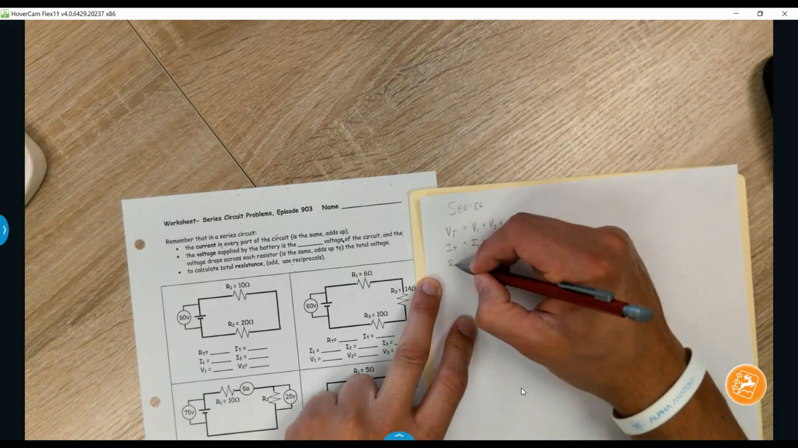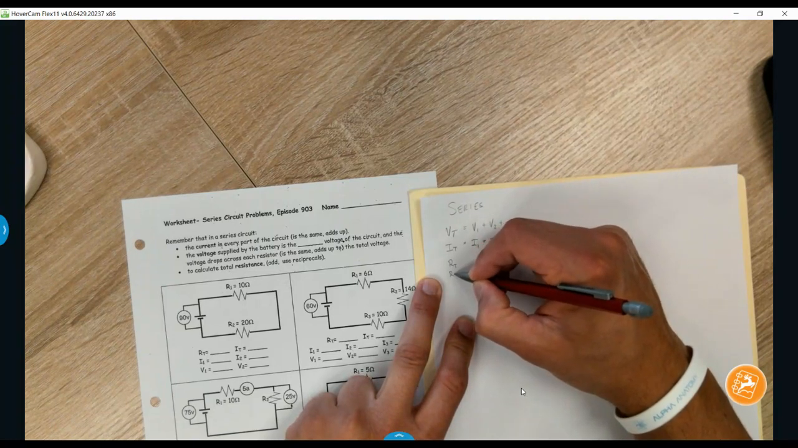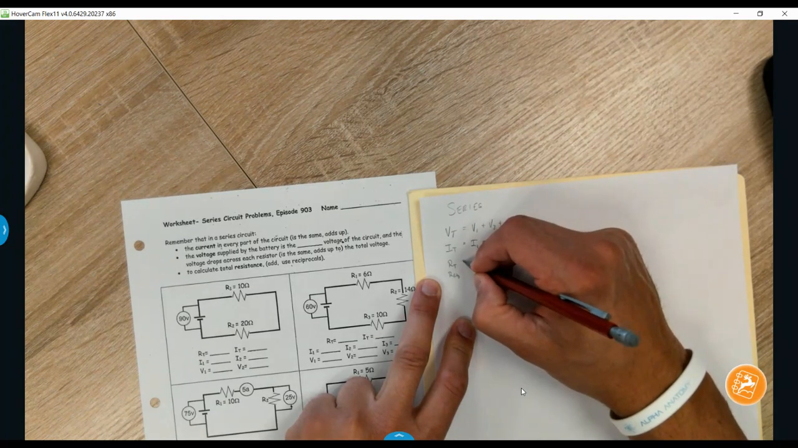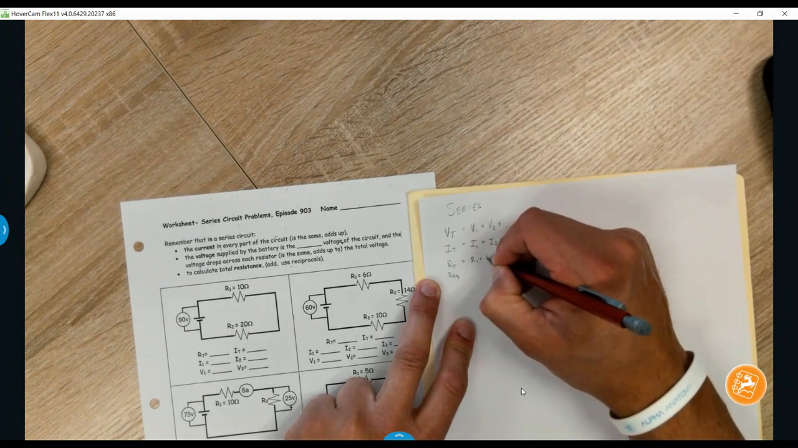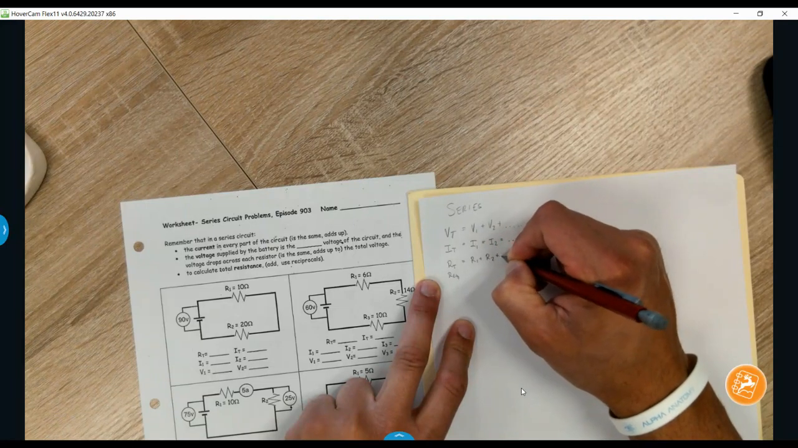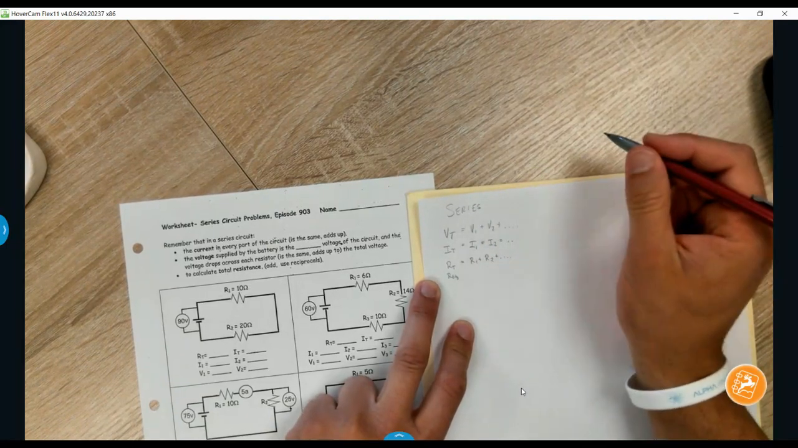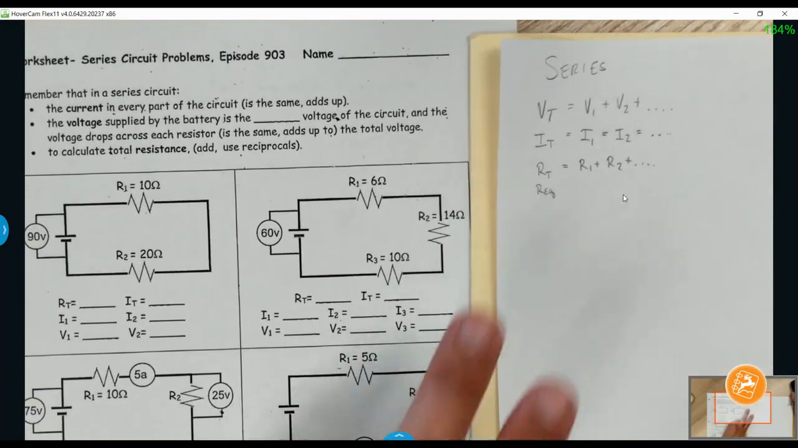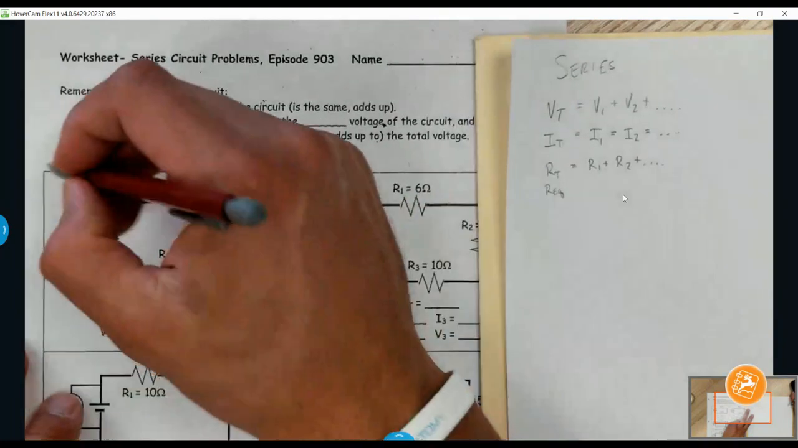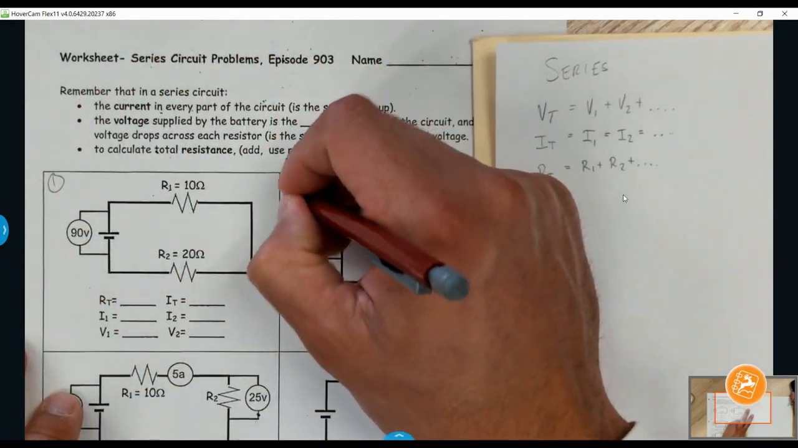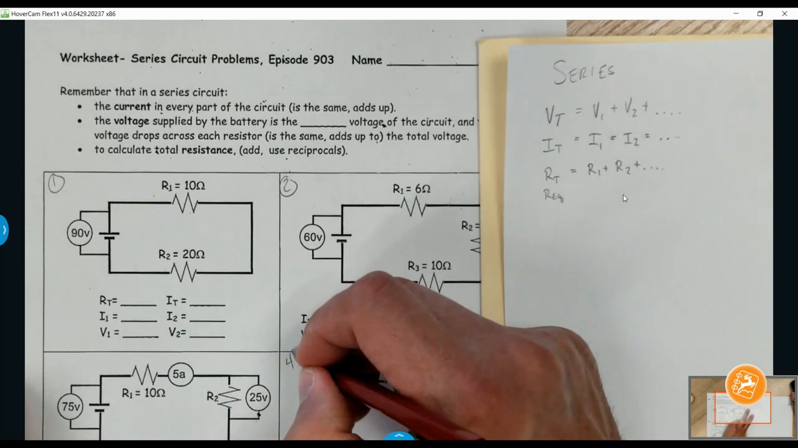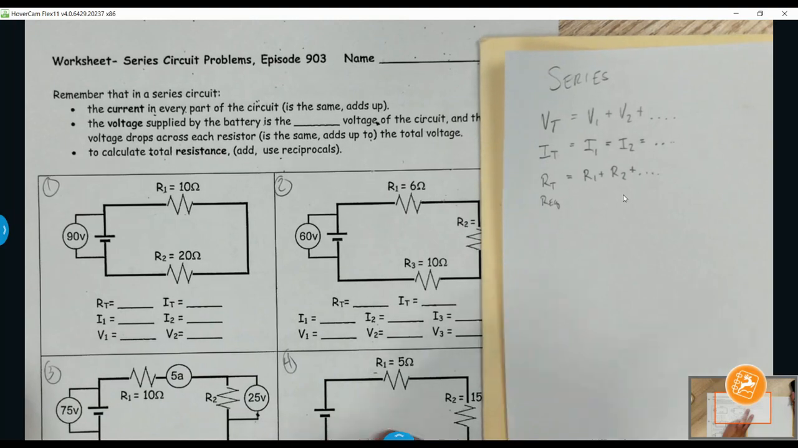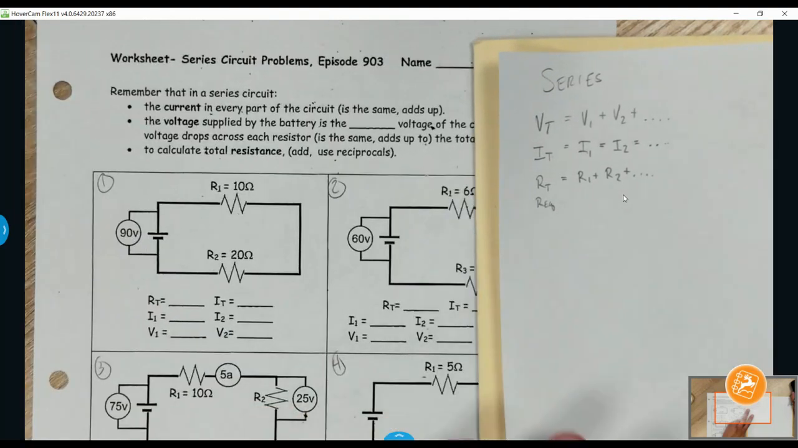And then the total resistance, sometimes called REQ for equivalent resistance, they're the same thing. It is equal to all the resistor values added together. Now, what we're going to do is number these 1, 2, 3, 4, 5, and 6. So we're going to take a look at number 1 together.